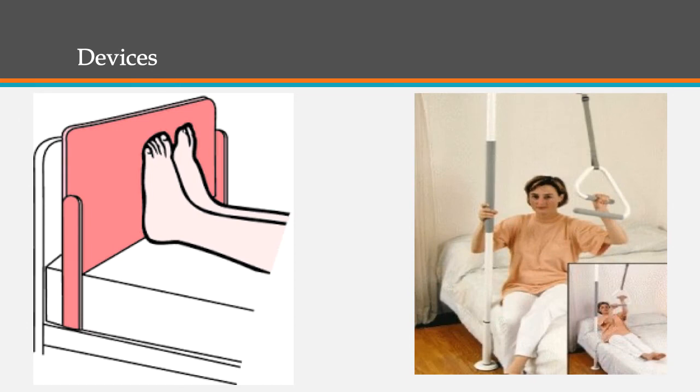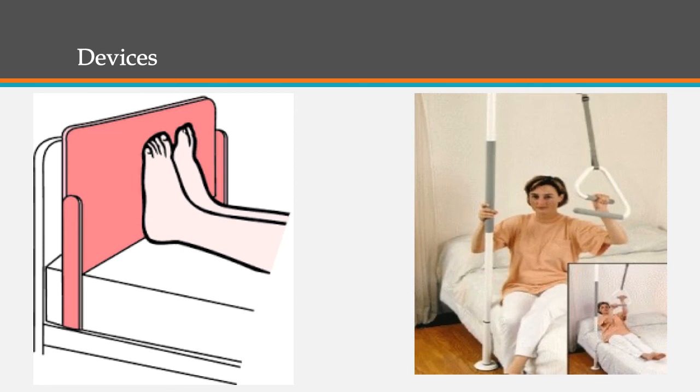So the device on the left is an example of the footboard that could be placed at the end of the bed, and as you see, that keeps the feet in that upright natural position like a patient would be standing up. It gives them something flat to rest their feet against, and that prevents foot drop from occurring.